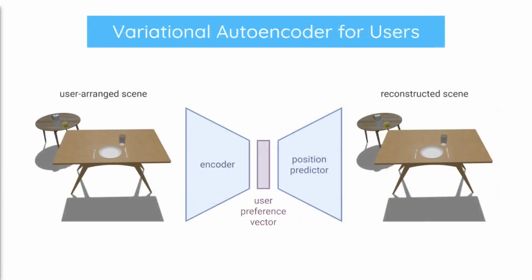Our method learns two functions, an encoder and a position predictor. The encoder takes the user's arrangement of the scene and infers a user preference vector. The position predictor, which acts as the decoder, outputs an arrangement of the scene based on those preferences. This network can be trained as a variational autoencoder.